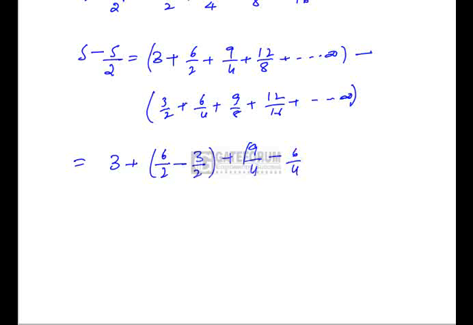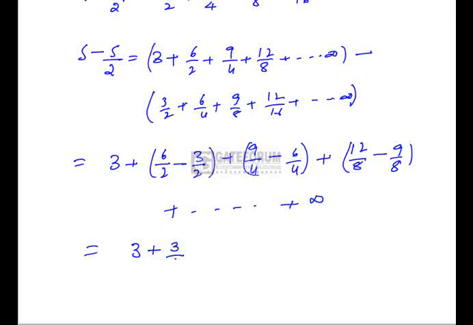6 by 4 plus 12 by 8 minus 9 by 8 plus so on up to infinity. This will give us 3 plus 3 by 2 plus 3 by 4 plus 3 by 8 plus so on up to infinity. Clearly, this is a geometric progression, where A is 3 and R is 3 by 2 by 3, which is 1 by 2.